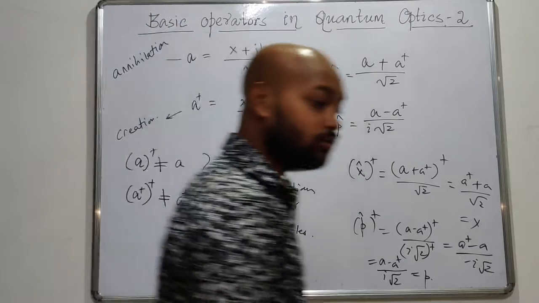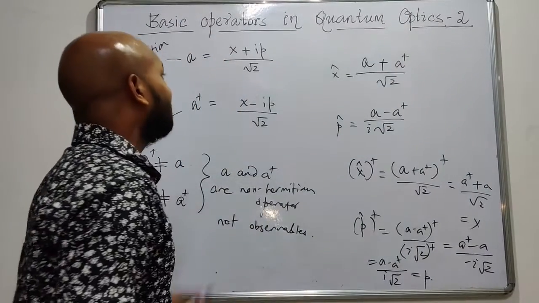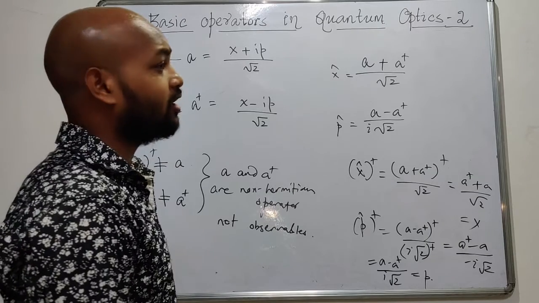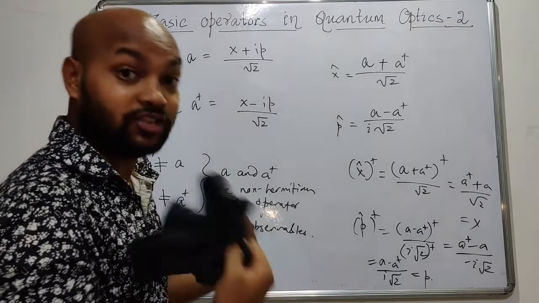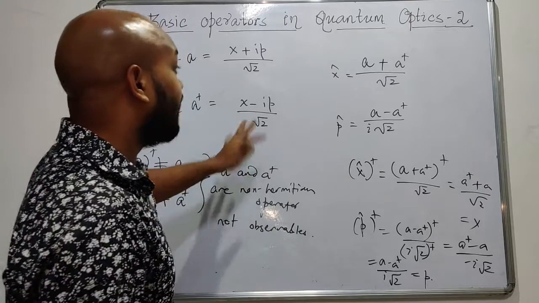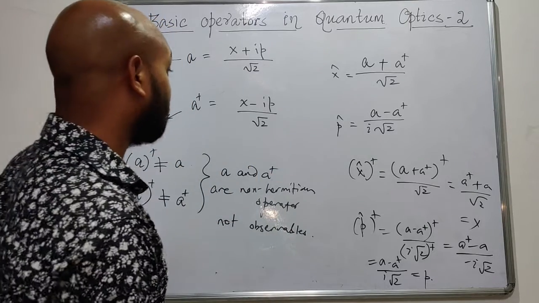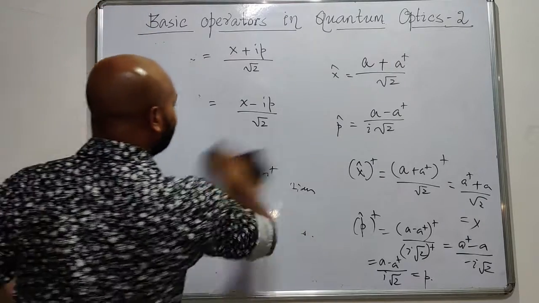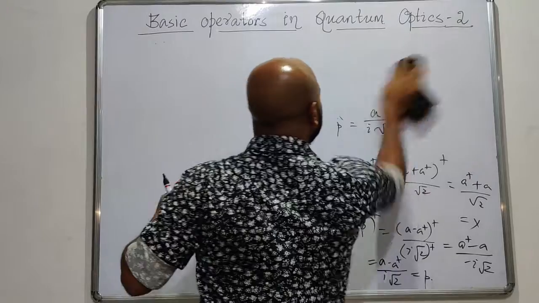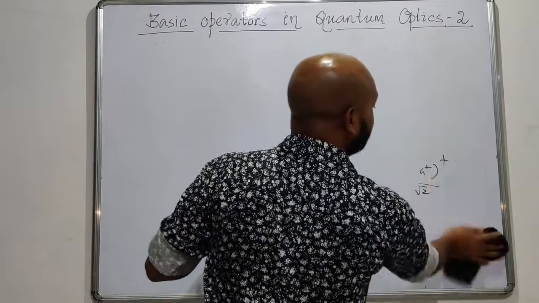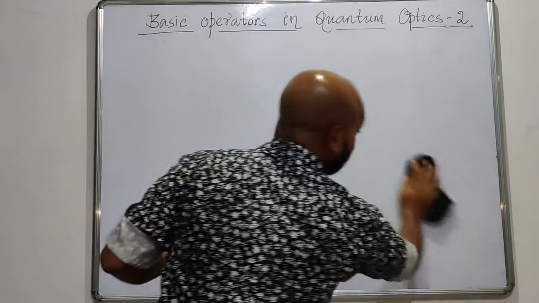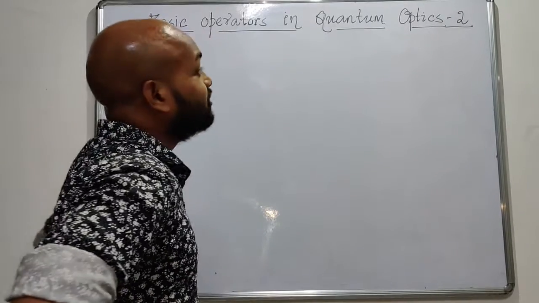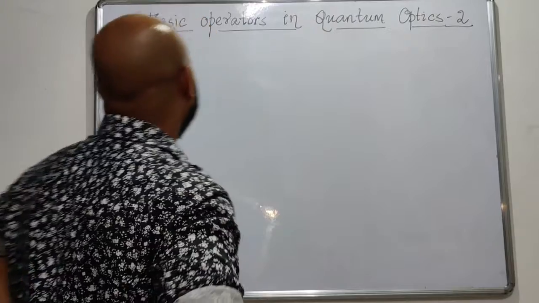So just to conclude, we have A and A dagger as non-Hermitian operators which are not observable representatives, but then the x and p which are cooked from A and A dagger are indeed Hermitian operators. Okay. Now let's see how we represent any generic operator, which goes by the name quadrature operator, in terms of this x, p or A, A dagger.